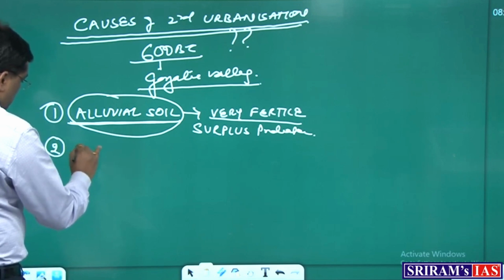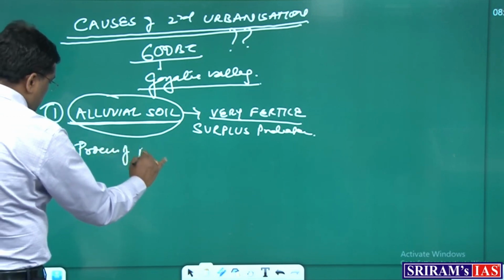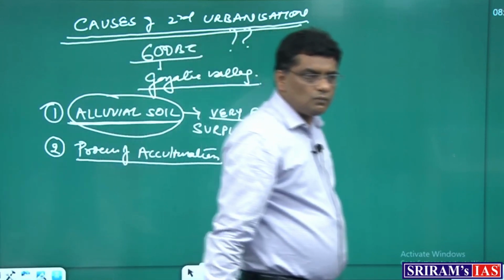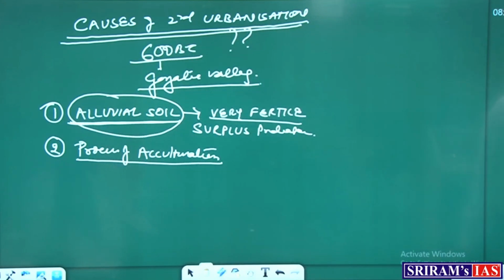Second, process of acculturation. In 600 BC, the migrants, Harappans and Aryans, came with their technological superiority, which was fused with the local Neolithic community.